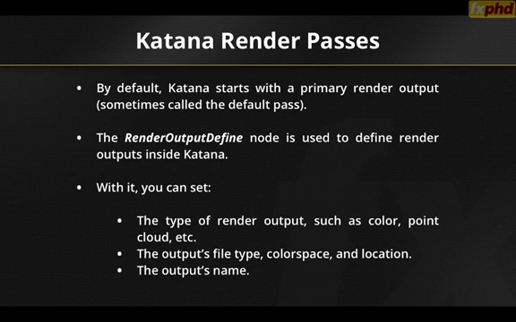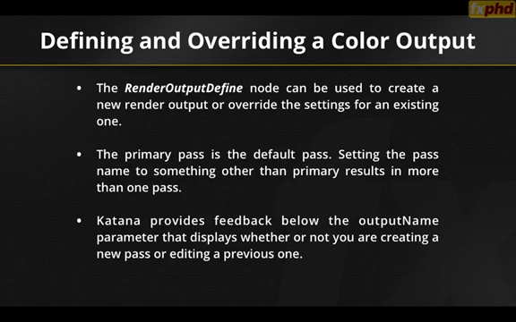And with it we can set the type of render output, such as if it's color, a point cloud, etc. The output file type, color space and location, and the actual name itself. Now we can define and override the color output. And again, this is done by the render output define node, and it can be used to create a new render output or override the settings for an existing one, just like many of the nodes we've seen in Katana. The primary pass is the default pass, and setting the pass name to something other than primary results in more than one pass. And Katana provides feedback below the output name parameter that displays whether or not you're creating a new pass or editing an existing one, and you'll just see that when we go back into Katana in a moment.